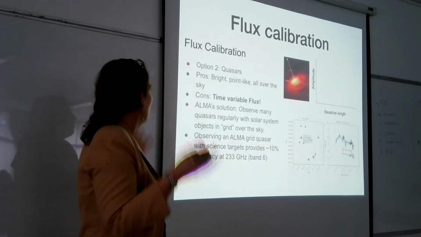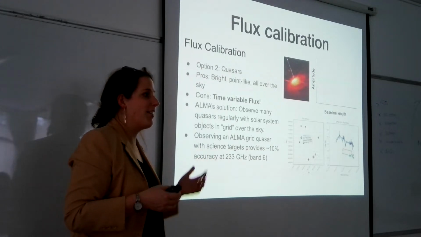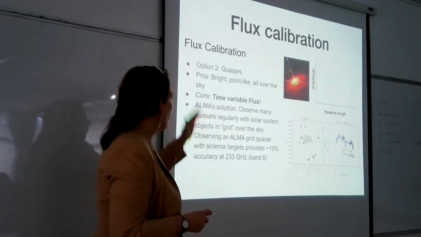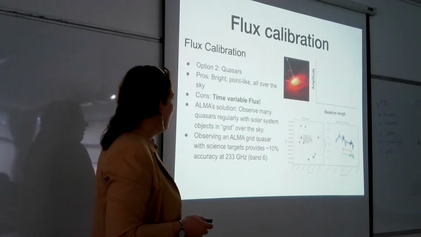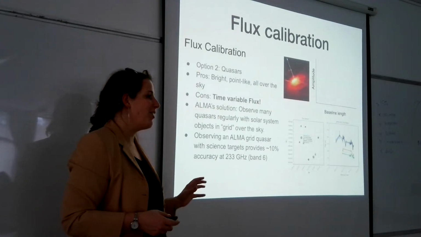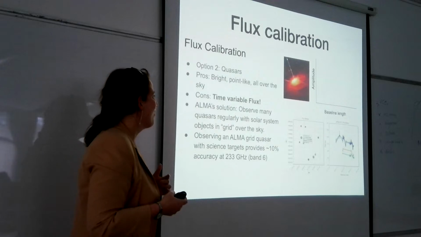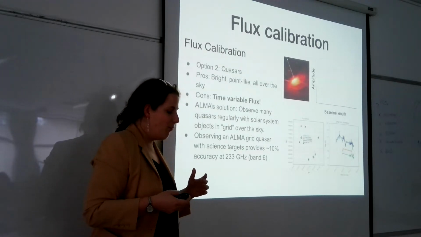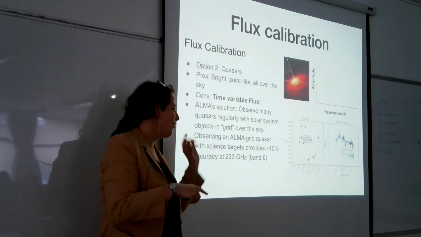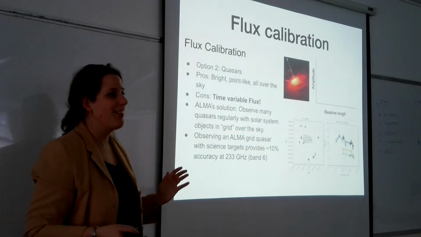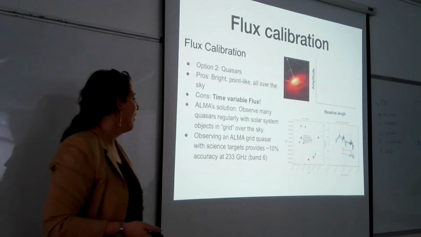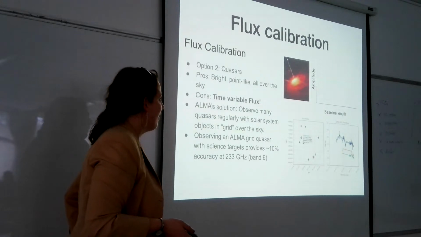A possible point source is a so-called quasar. This is a radio source. These are mostly galaxies that are pretty far away. You can find them all over the sky, pretty bright. The problem with quasars is that they are variable with time. The flux varies with time. They're not constant like solar system planets and moons. So for those, we again need to monitor the flux calibrators, not every 10 minutes, but at least every few days, to make sure that they don't vary. And then again, compare that with something that is more constant, like something in the solar system.